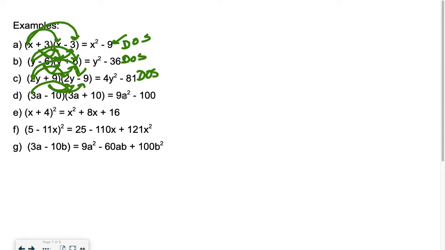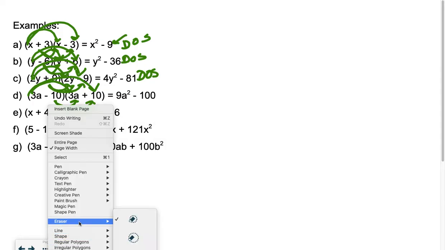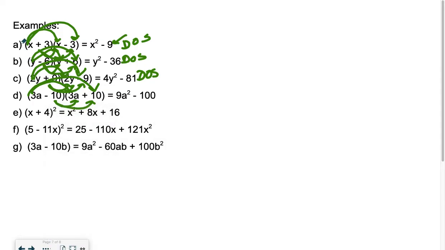3a times 3a is 9a squared. 3a times 10 is 30a, minus 30a, so again, those cancel, minus 100. So in a difference of squares, one of the things you might notice is that all of these binomials are exactly the same, except one is positive and one is negative in the middle. If I erase that, you can see that a little more clearly.